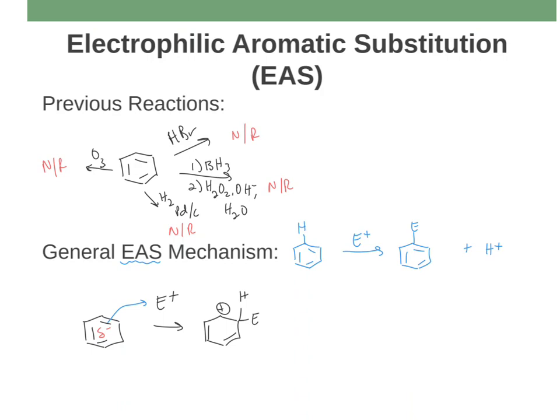Now, one way that this is different from the addition to an alkene is that now I've got a whole bunch of resonance contributors that I could draw. And I'll just draw them out for you here real quick. I can move this positive charge around the ring, so it gets nice and stabilized. So it's a reasonable intermediate to propose.